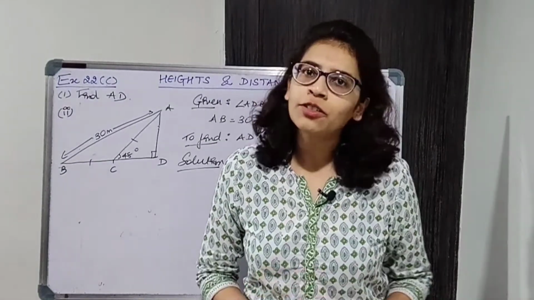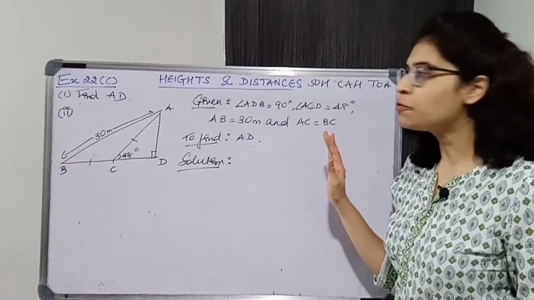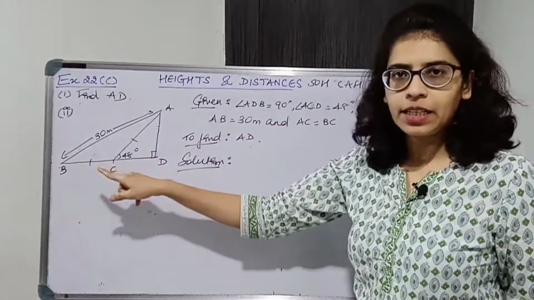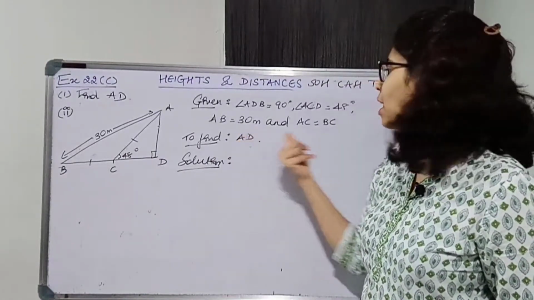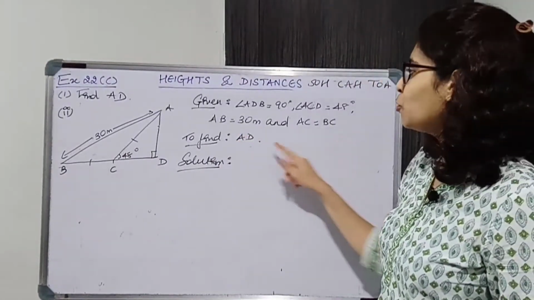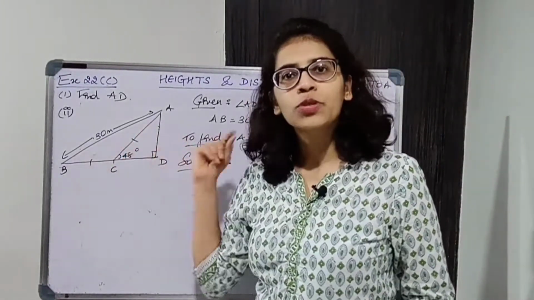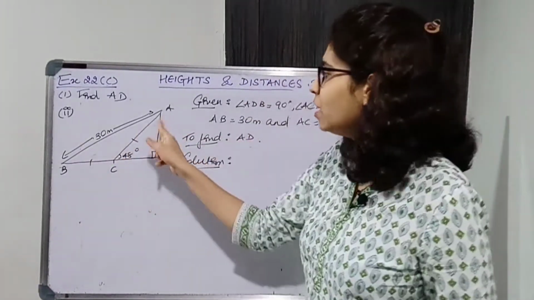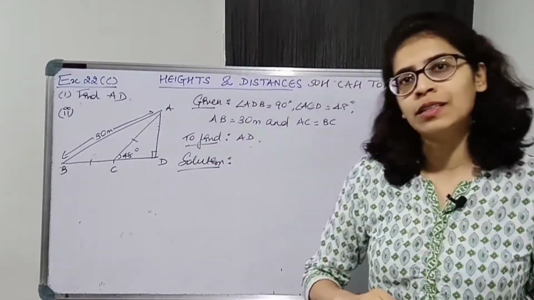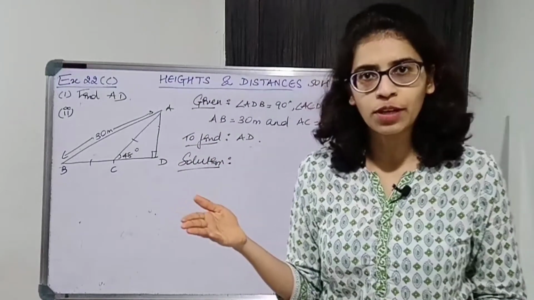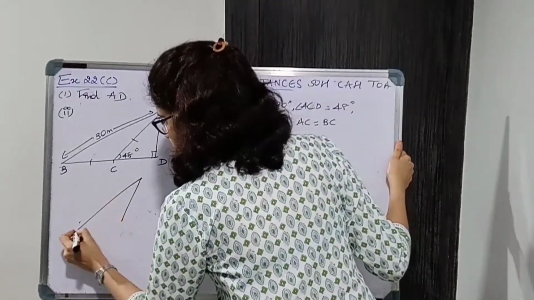Now write down the given and to find part for such questions. Okay, so I've already written down given and to find. Angle ADB 90 है, angle ACD is 48, AB is 30 meters and AC is equal to BC. Now we have to find AD. Now for AD we need to consider triangle ADB. उसके लिए angle ABD चाहिए. So angle ABD we'll find using exterior angle property. Okay, you can use linear pair and then the sum of all angles of triangles वाला property, but that is lengthy. So I'll be using exterior angle property.